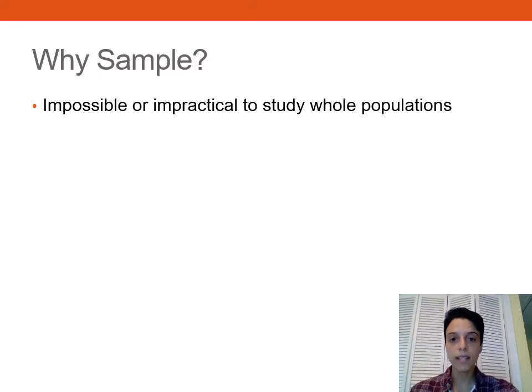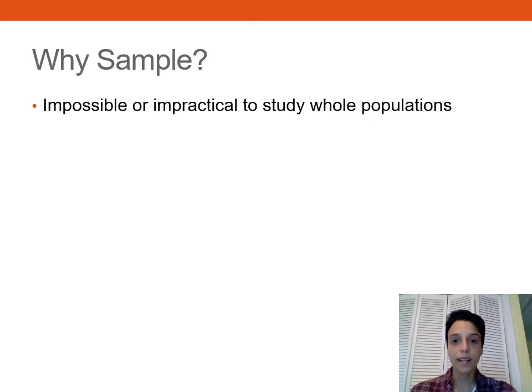So in our example on the last slide, you might be interested in attitudes about the death penalty among people who live in the United States, but you can't actually ask every single person who lives in the United States what they think about the death penalty. You might be interested in the migratory patterns of birds, but you can't look at every single bird. You might be interested in police use of force, but you can't look at every single police officer.